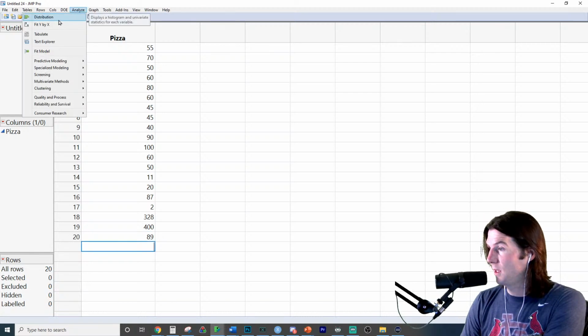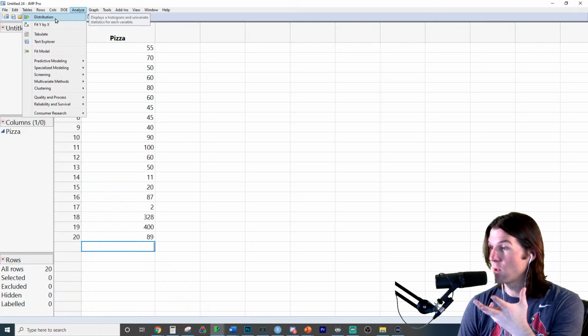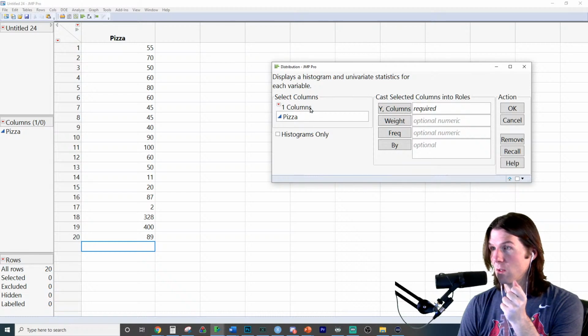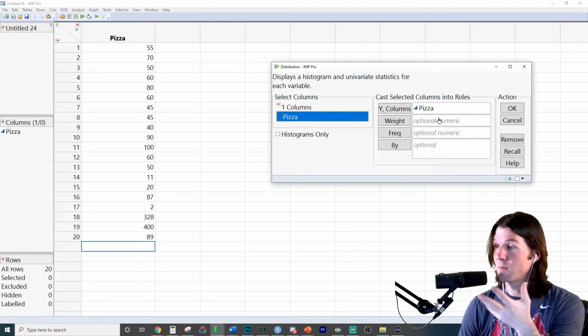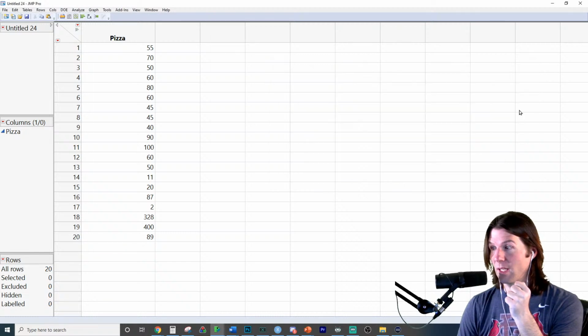Analyze distribution. This is how you make your histogram. This analyzes one variable at a time. Do not do what I'm doing. You're doing tickets sold in millions, so your variable will be tickets sold in millions. I'm just making our own data. This is quantitative because it has the blue icon. So we're going to make a histogram right here.